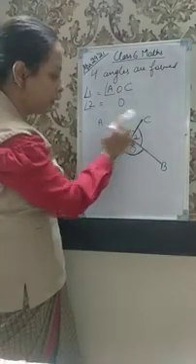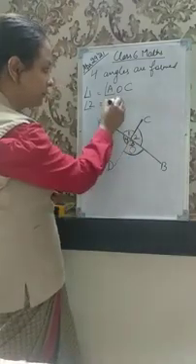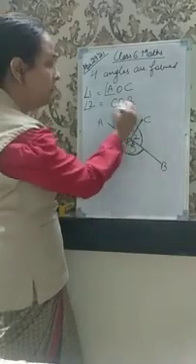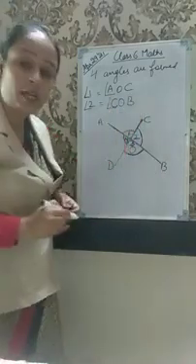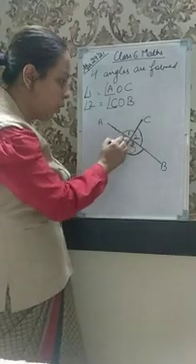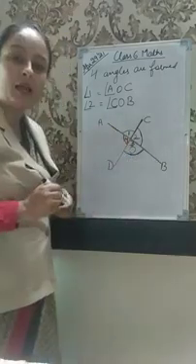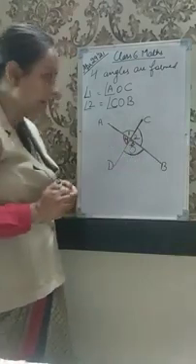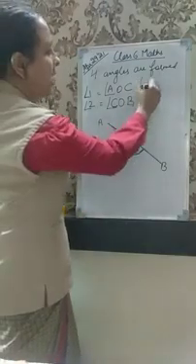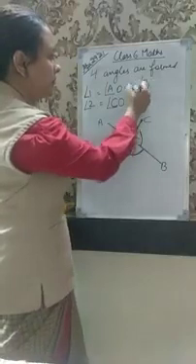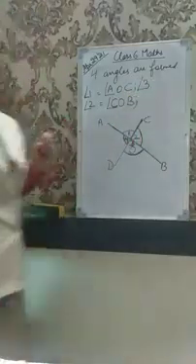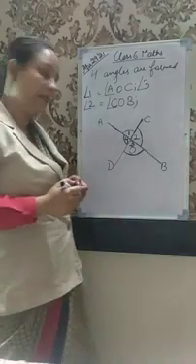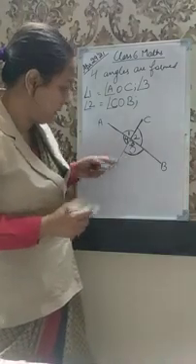What will be before O? It is C. And what will be after O? It is B. So angle COB is my angle 2, the name for the angle 2. Understand? Now I will write angle 3. Angle 3 is this one.